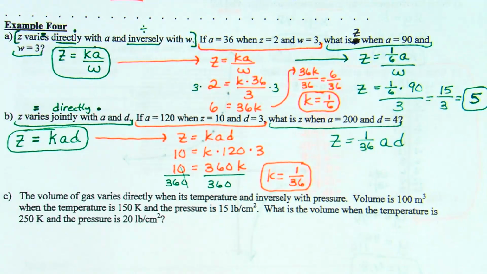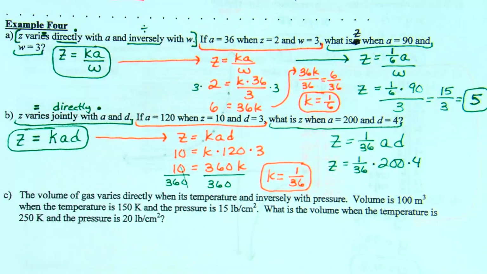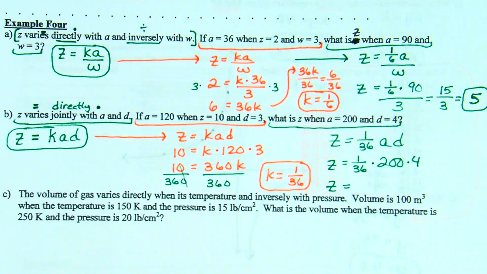Which way do you guys want to do this? It's a decimal either way, or fraction, depending. So 200 times 4 is 800. So this is 800 over 36. However, they both had a 4. So if I divide them by 4, really it's 200 over 9. If you go as a mixed number, 9 goes into 200 22 times with a remainder of 2. So it is 22 and 2/9.